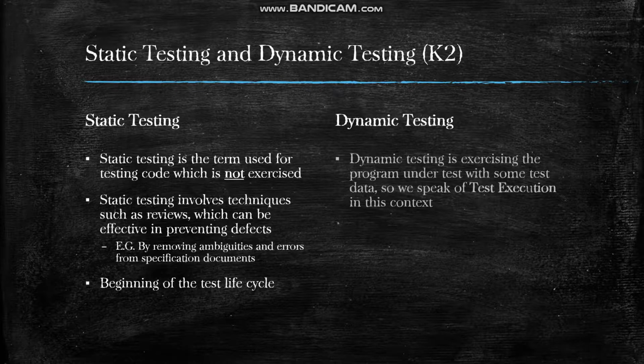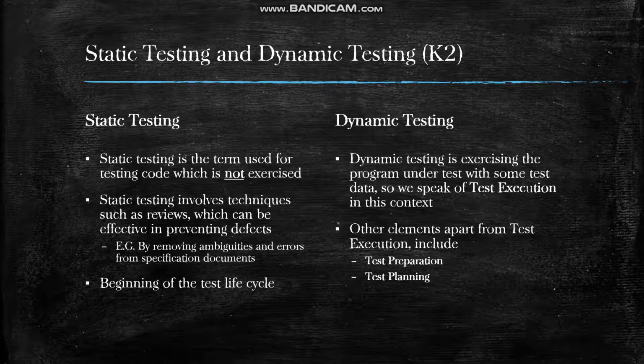Whereas dynamic testing is the testing that requires a program to be exercised, so that we can actually have test execution in this context. Other parts of test execution will include test preparation and test planning, but we're going to talk about this in detail in the next chapter or so. But right now, the important bit is again that static testing is the testing for when the code is not being exercised, and dynamic testing is for when code is being exercised.